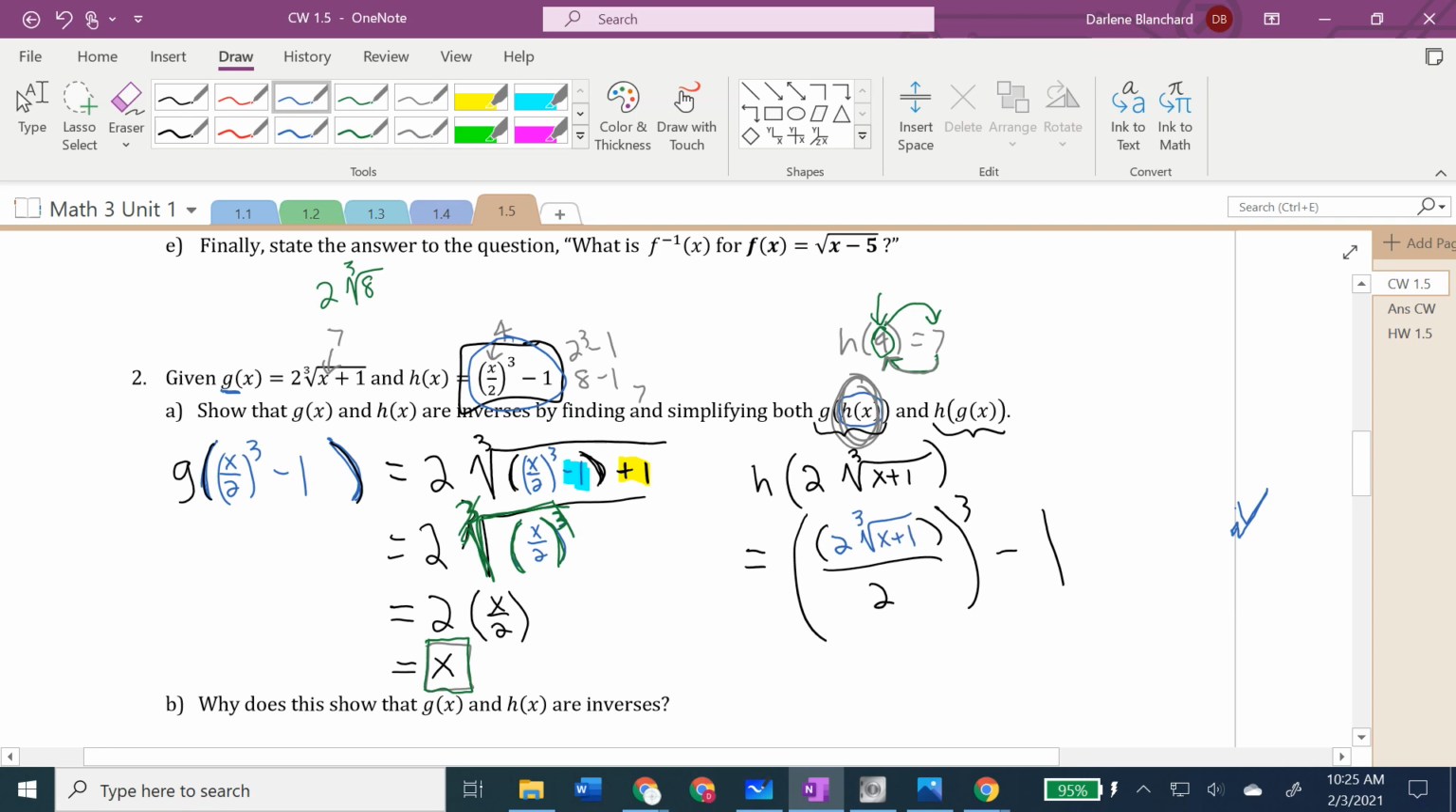So I'm plugging one function inside the other. Do you see the first thing that undoes each other? Right here, you have a cube root being multiplied by 2 and then being divided by 2.